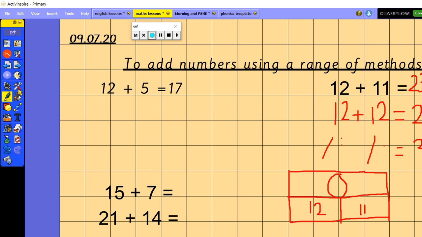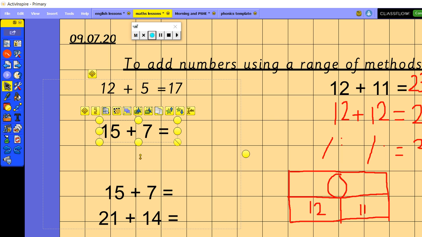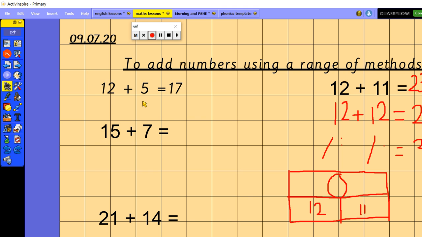Okay, the next one we're going to look at is 15 add 7. Now I'm going to move 15 add 7 just up here a little bit because actually we could use the same method as we did for 12 add 5. And that is we could do it as a mental calculation. So for a mental calculation, I would put 15 in my head and I would count on 7.